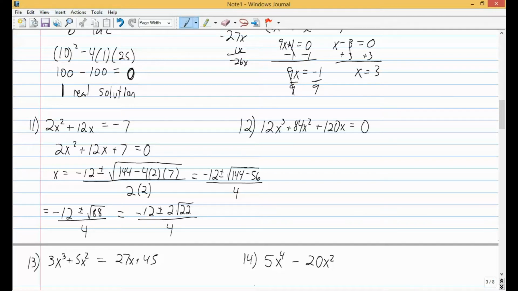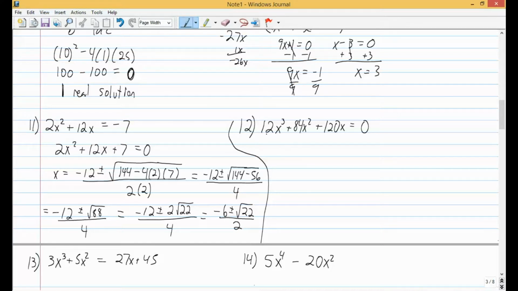Now look in these three places, here, here, and here. And you can divide them all by 2. So that's negative 6 plus or minus the square root of 22 all over 2. Okay.